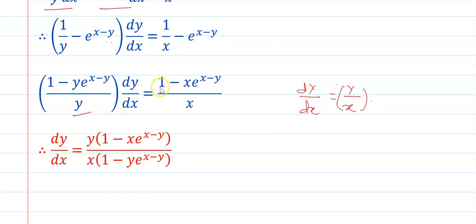Next, 1 minus x into e raised to x minus y upon 1 minus y into e raised to x minus y. And hence dy by dx is equal to y in bracket 1 minus x into e raised to x minus y upon x into in bracket 1 minus y into e raised to x minus y, and this is the dy by dx.